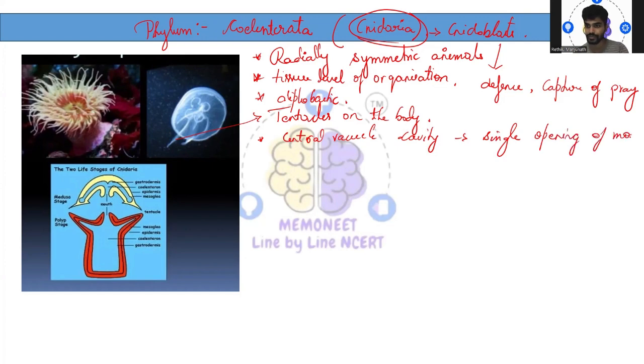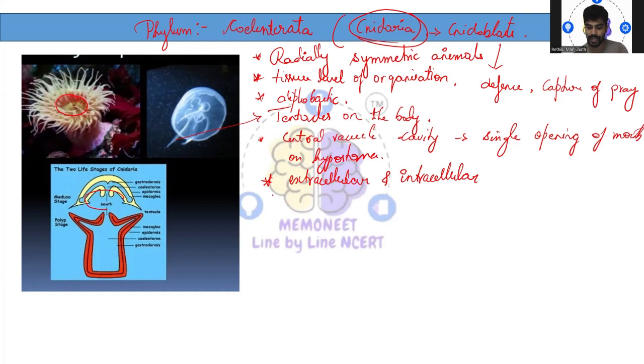where you will see it on the hypostome region. So that is this region. Okay, on this region, you will actually see a single opening of mouth on the hypostome region. So this is one. And coming to the digestion, what kind of digestion can be seen? Digestion is extracellular and intracellular, and digested food can be absorbed.